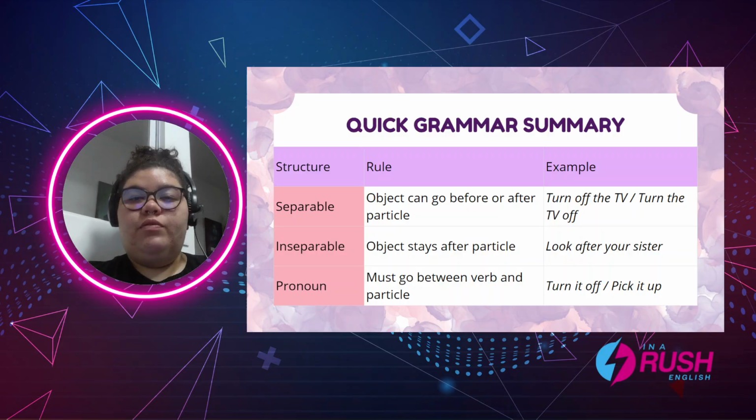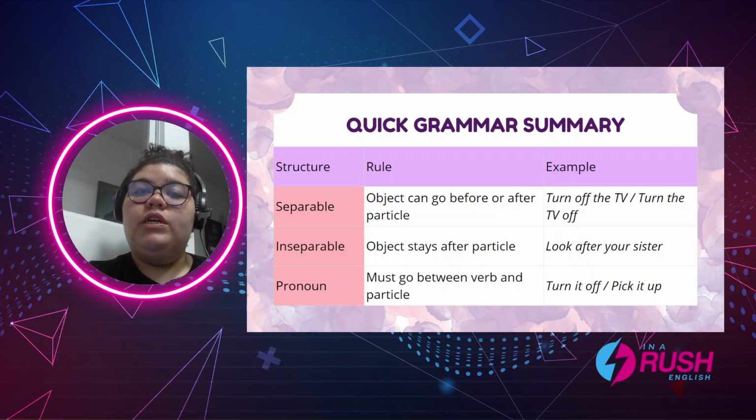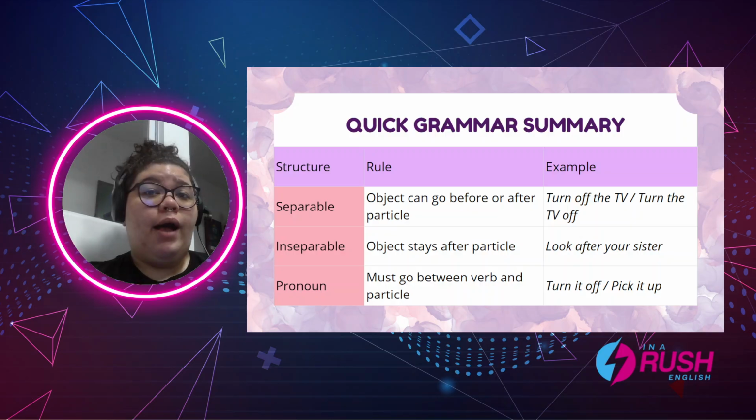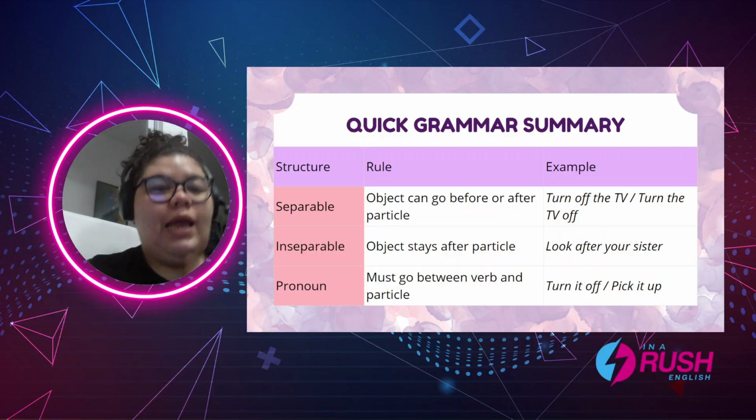Let's talk about a summary of what we studied so far. Separable phrasal verbs. The object can go before or after the particle. Example, turn off the TV or turn the TV off. If you are a Disney fan, you probably know Lemonade Mouth. They have a song called Turn Up the Music. Turn up the music. Turn the music up is also possible.